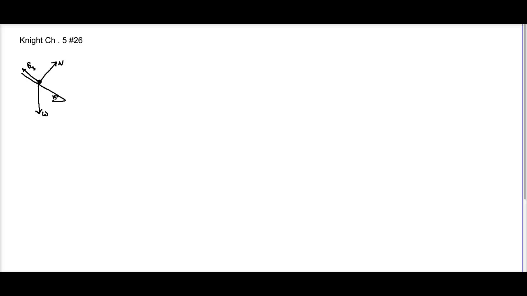Alright, so here we are with Chapter 5, number 26, and it goes, a 4,000 kilogram truck is parked on a 15-degree slope. How big is the friction force on the truck? So as you can see, I've already drawn the free body diagram. I've tilted my axis now because we're on a hill.